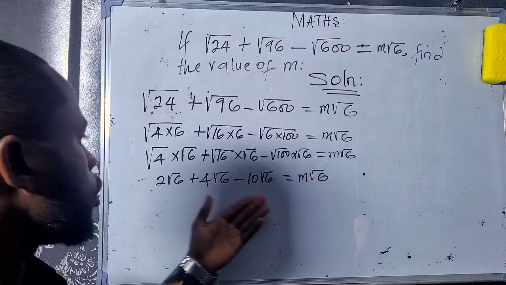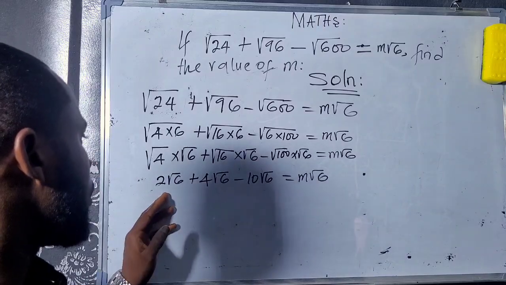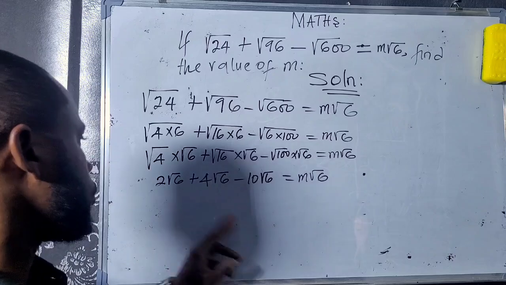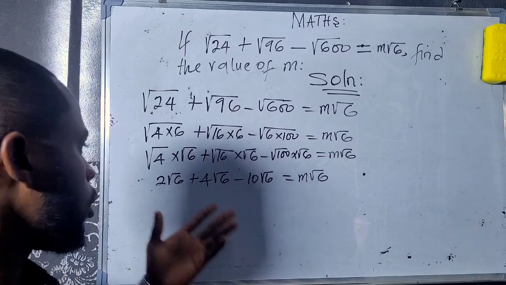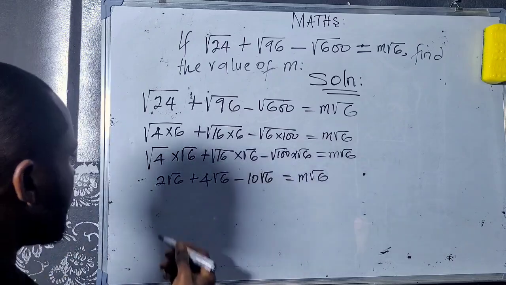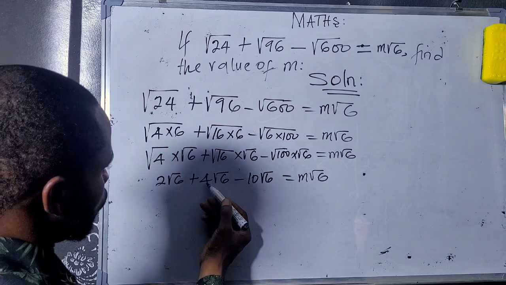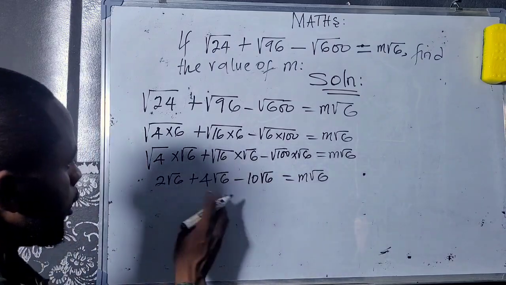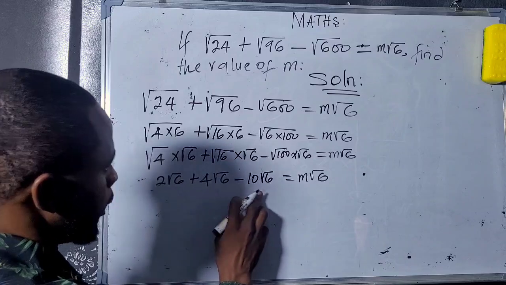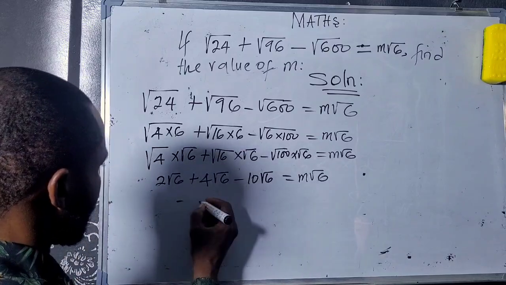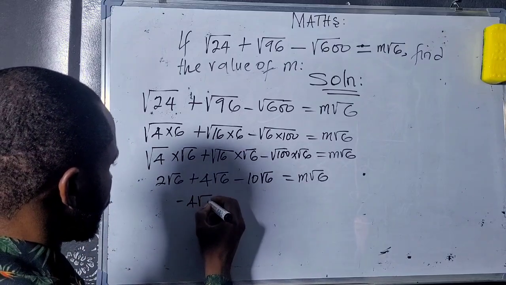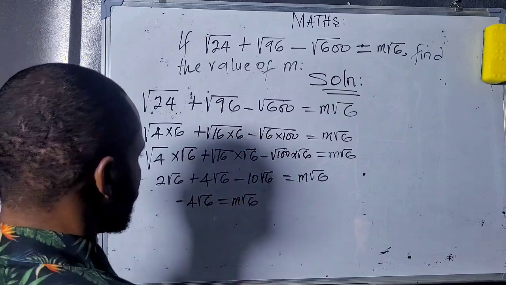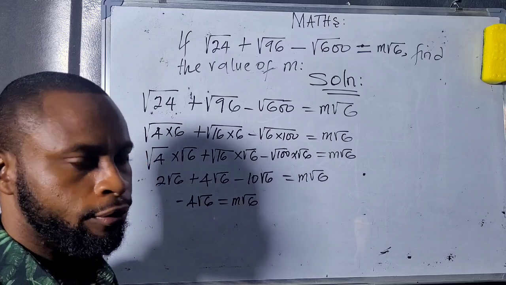In this case, we are going to simplify this further. We have achieved a common radicand of 6 here. As such, we are going to carry out the normal addition and subtraction here. We have 2 root 6 plus 4 root 6, that will give us 6 root 6. Then 6 root 6 minus 10 root 6, that will give us minus 4 root 6 equals m root 6.